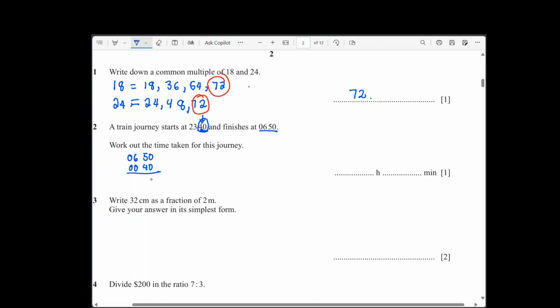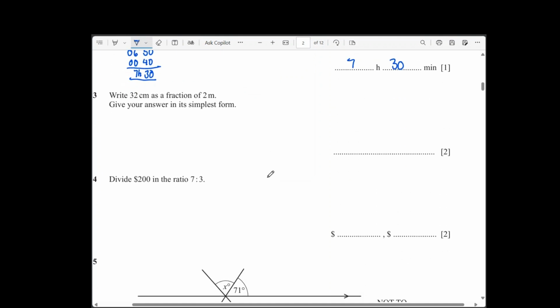40 and 50 will give you 90. 90 minutes is the same as 1 hour, 30 minutes. So I'm going to put 30 minutes there, and then I'm going to add the hour to the 6 hours there. So you get 7 hours and 30 minutes of journey time.